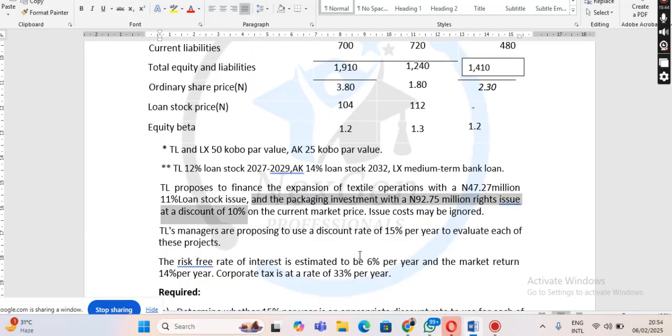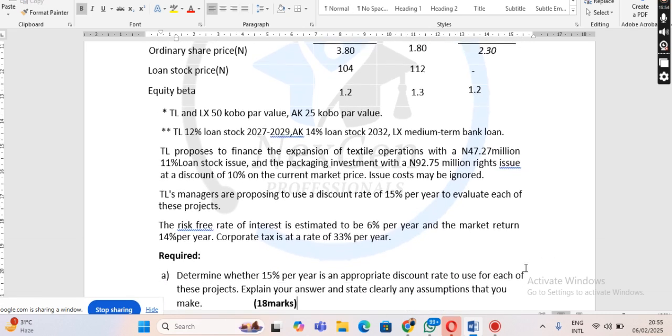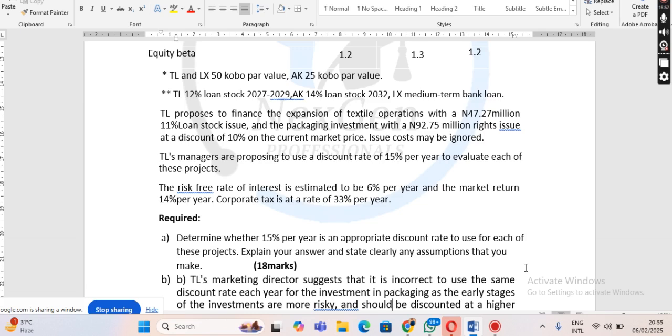So therefore, now the TL managers are proposing to use a discount rate of 15% per year to evaluate each of these projects. And I've actually explained this in our previous class, that this 15% is not viable, because when you want to evaluate the project, most especially the packaging investment, your appropriate discount rate needs to include the risk of that other industry, right?